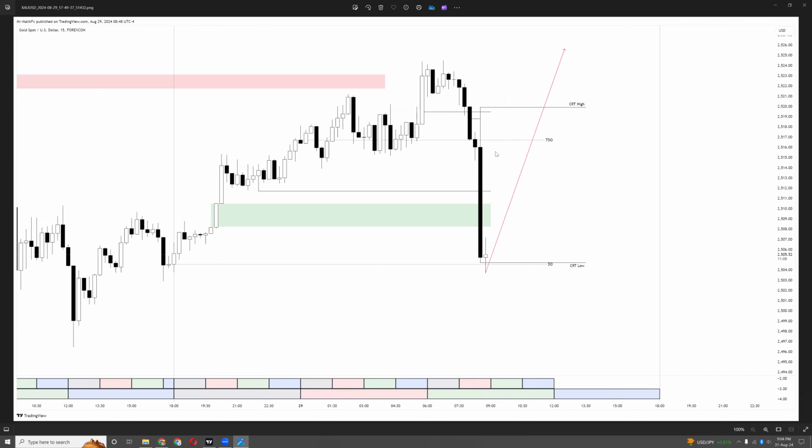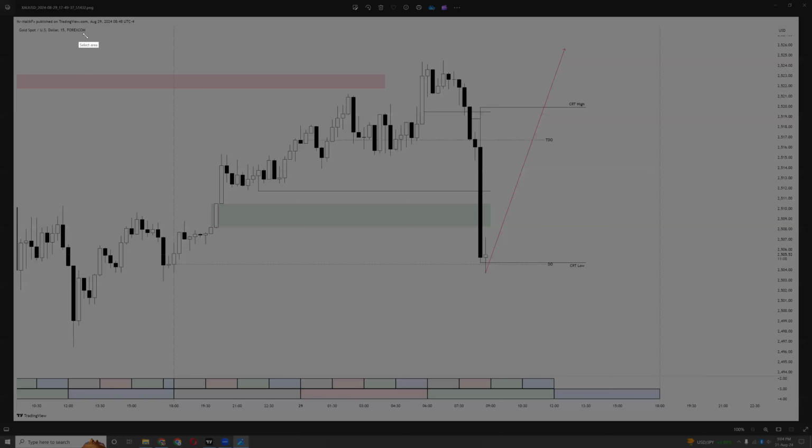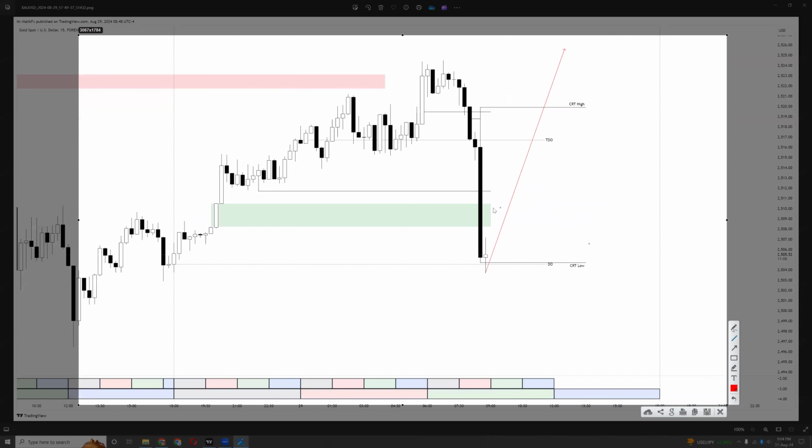Obviously, the first target was around the 50%. If you have watched my CRT video, the 50% of this CRT candle, open or high. I usually take the open if the rejection block is a huge one. Then this was my third target, and then the all-time high.